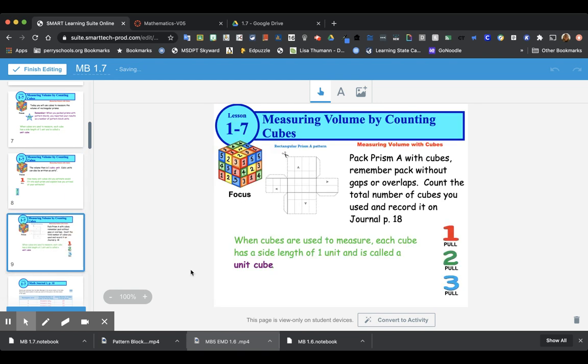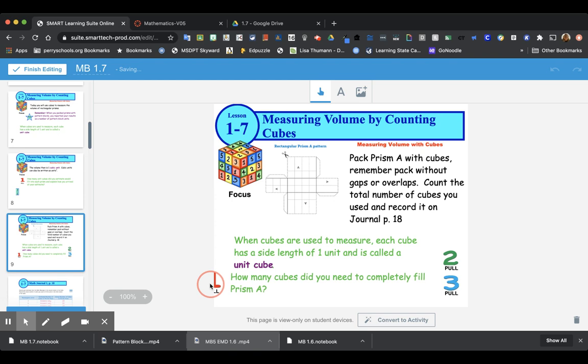So as we do this, we're going to pack prism A with cubes. And remember, we want to pack them without any gaps, without any overlaps. And then we're going to count the total number of cubes that we used and record it on journal page 18. And again, when cubes are used to measure, each cube has a side length of 1 unit, and that is a unit cube.